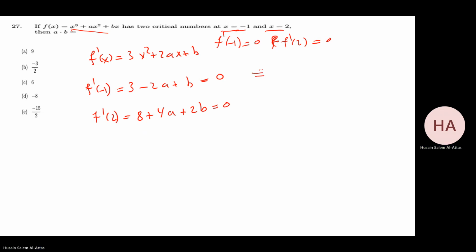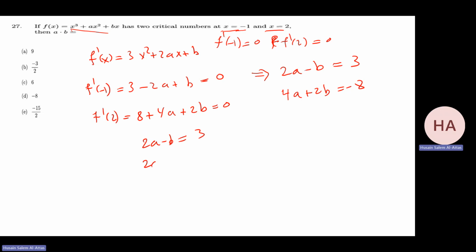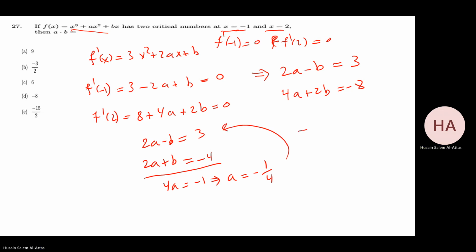So I have what? 2a minus b is equal to 3. And here we have 4a plus 2b equals minus 8. Or I can say, maybe this is easier, 2a plus b equal minus 4. Add them. I have 4a equal minus 1. So a equals minus 1 over 4. We'll get here. So I have minus half minus b equal 3. Correct?